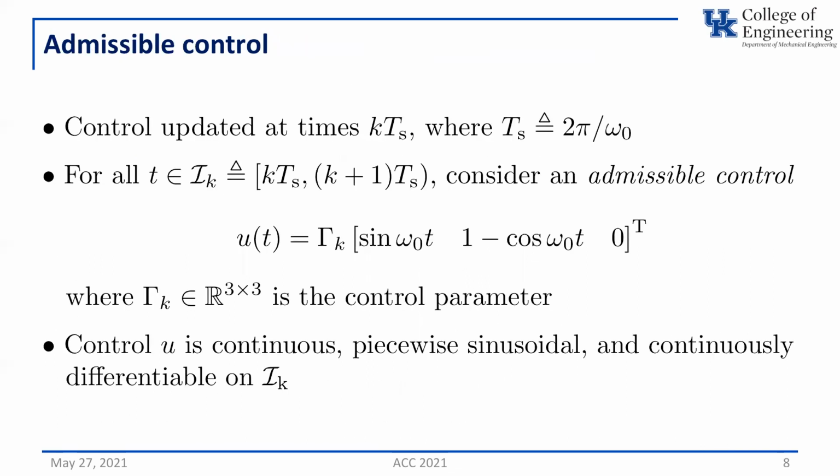We consider a control U, which is updated at times k T_s. Its elements are piecewise continuously differentiable sinusoids with frequency omega sub 0. Gamma k is the control parameter, which is updated at times k T_s. We call this particular form of the control U the admissible control.